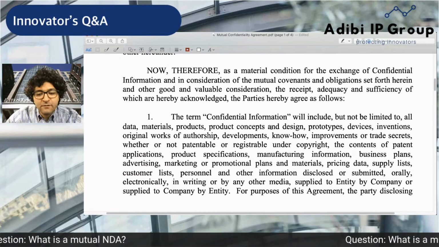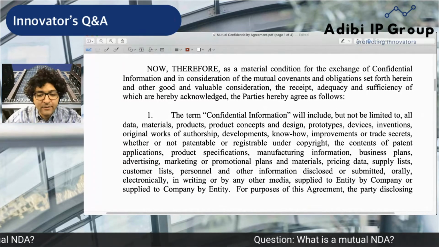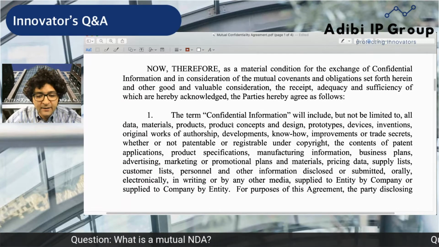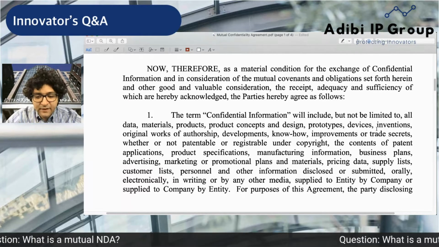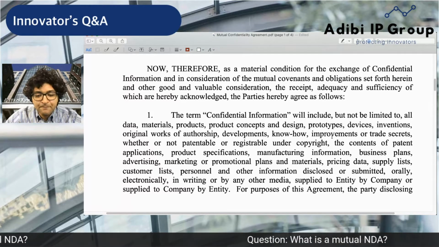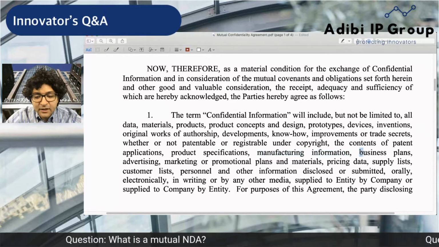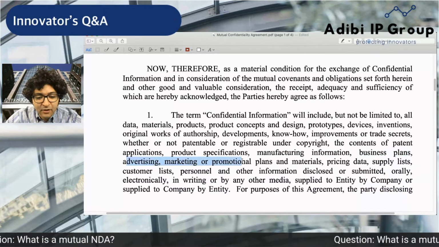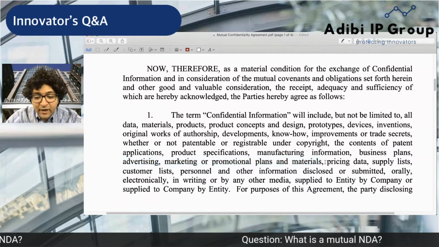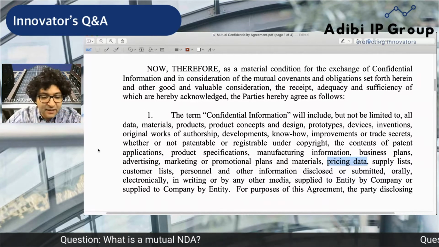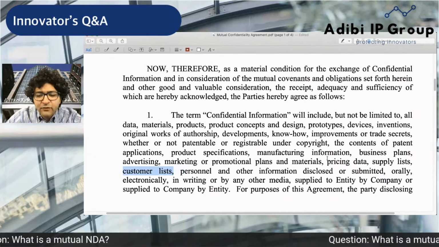So the first term that we have to define is what confidential information is. Now, this is a very, very broad description. So it includes data, materials, products, product concepts and design, prototypes, devices, inventions. So really, really broad language. And look, it even covers manufacturing information, business plans, advertising, marketing, and promotional plans and materials, pricing information. Pricing information is going to be huge, right? Supply lists and customer lists. These are going to be really, really valuable, right?